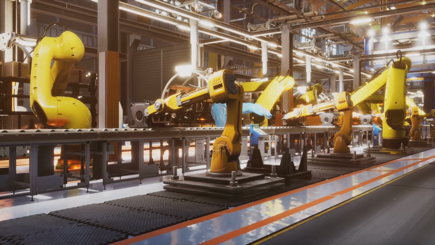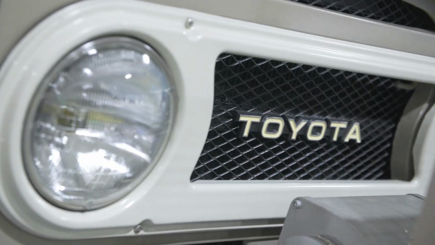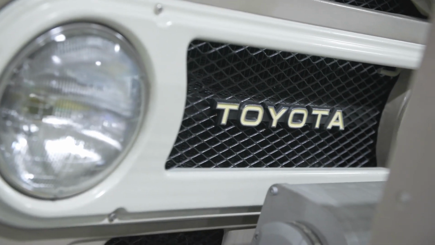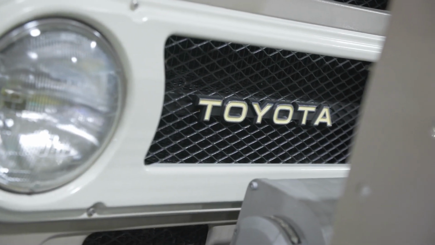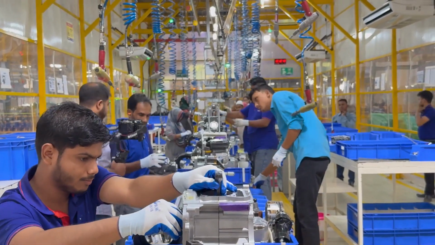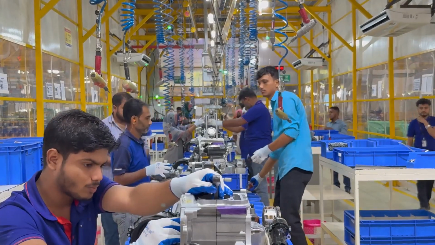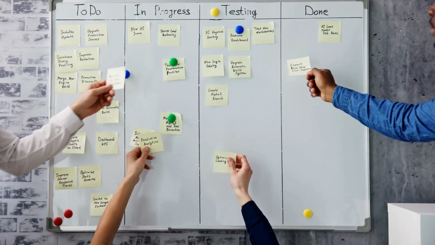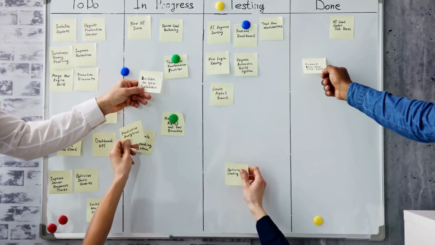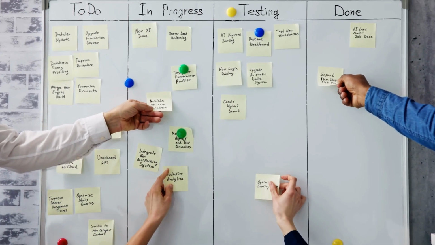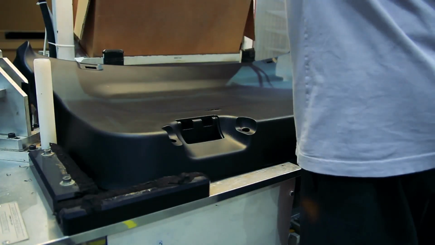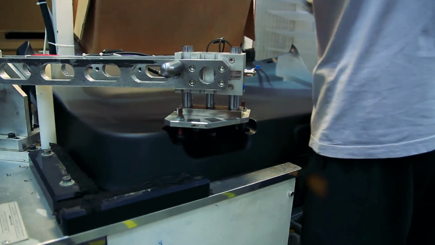Kanban, which means signboard or visual signal in Japanese, was first implemented at Toyota as part of their just-in-time production system. The idea was simple yet revolutionary. When a downstream process was ready for more material, it would send a Kanban card upstream, signaling production or movement of a specific quantity. This pull system prevented overproduction and ensured alignment with actual demand.